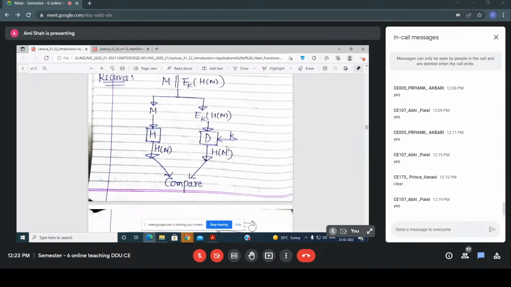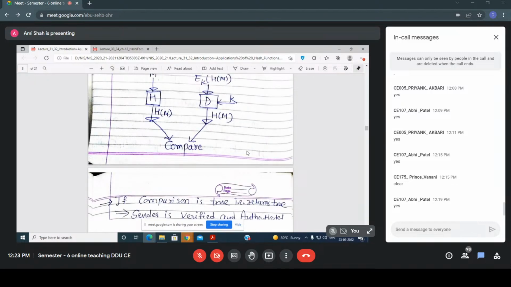So because both have a key, what happened? By using the key, Bob can get the message again with the help of the key, encrypt it, and then say that this message is coming from Alice. But see, in this way, Bob cheats Alice, right? Here in this case, what happened?